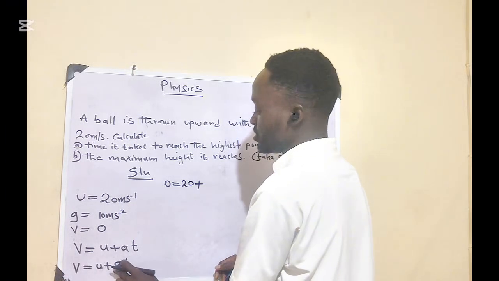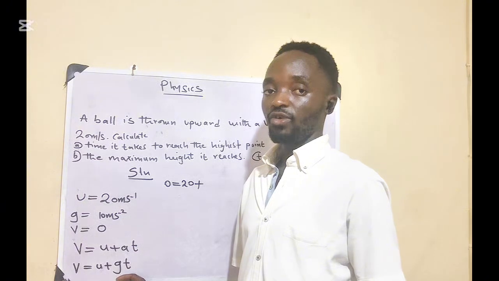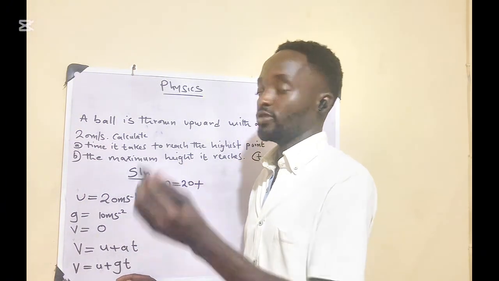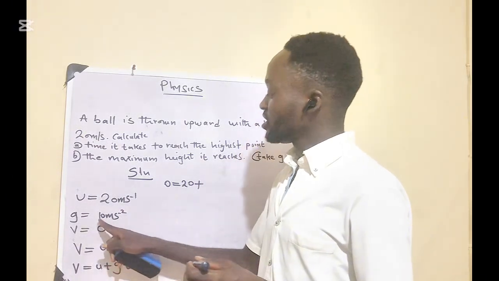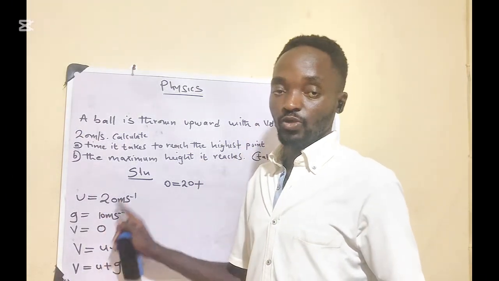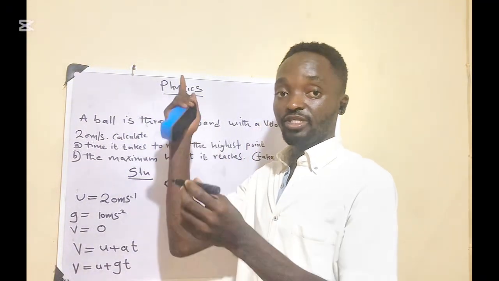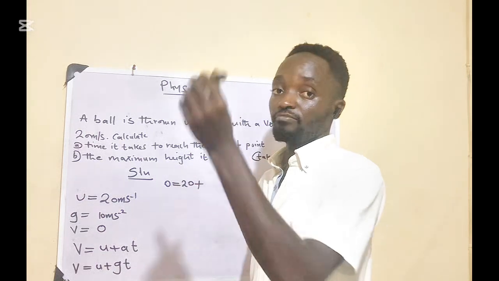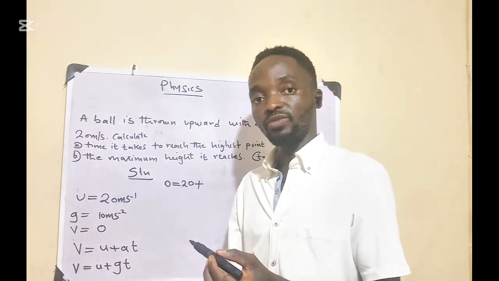plus g. Now another important thing you also need to know is that when something is going up, like in this case where we throw the ball upward, the value of g is going to be negative, minus. Why? Because when something is going up, it's going against gravity. Gravity is anything that makes something fall down. If I throw this marker up, it comes down because there's a force of gravity that drags this pen to come to the ground.